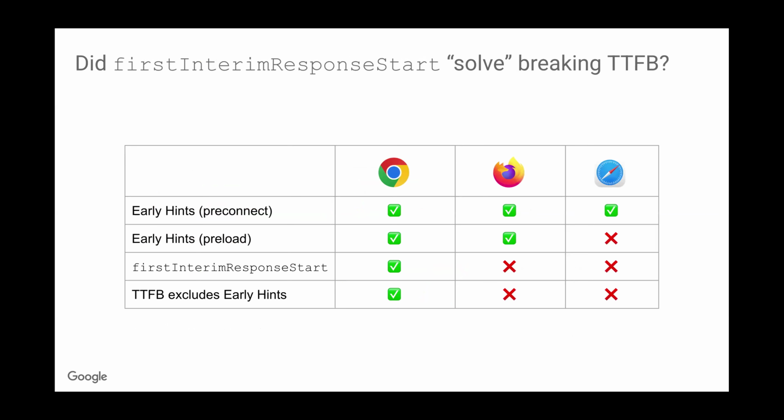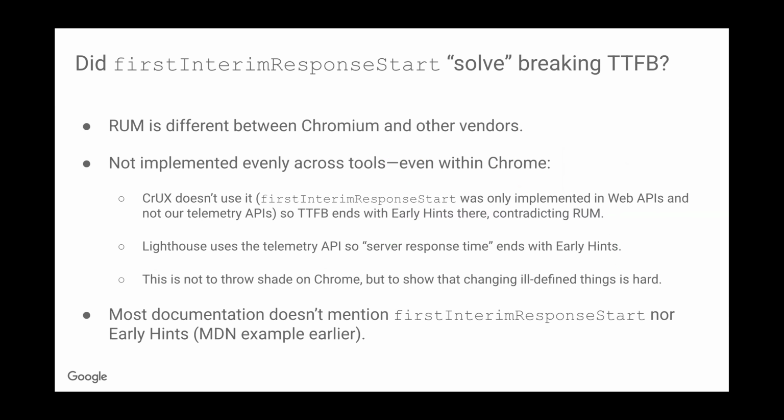So did first interim response start solve breaking time to first byte? Not really. So any browser that supports early hints, and now all 3 major browser engines do, there's a slight difference between whether they support pre-connect and preload, but ignore that for purposes of this conversation. Only one of the browsers supports first interim response start, and therefore only one of the browsers excludes early hints in TTFB, and the other 2 don't. So if you're using RUM and you're using web performance APIs, you're getting very different results for sites that use early hints, depending which browser you're getting it from. So RUM is different between Chromium and the other vendors, and it's not even implemented evenly across tools.